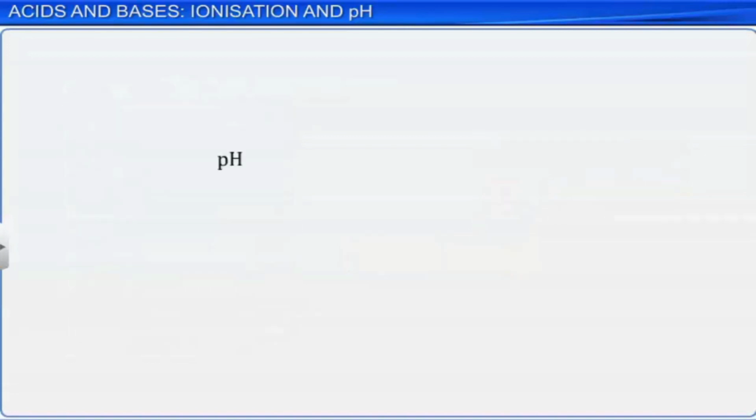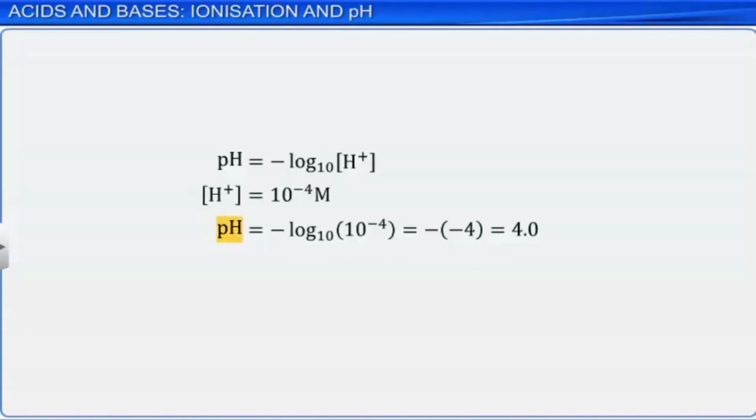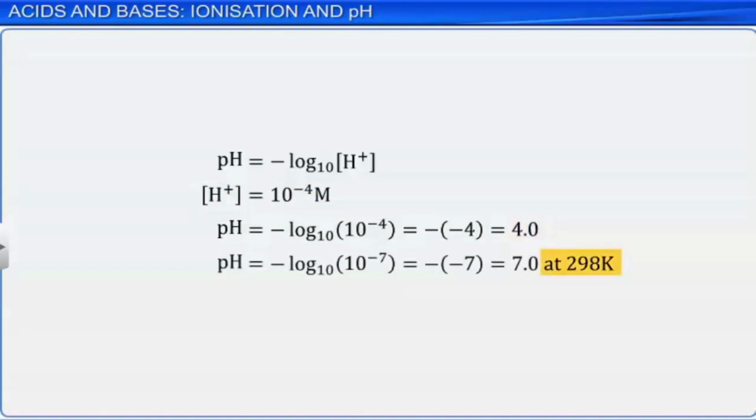The pH of a solution is defined as the negative logarithm to the base 10 of the molar hydrogen ion concentration in a solution. Thus, the pH of a solution containing a hydrogen ion concentration of 10 to the power of -4 molar will be equal to 4. You have seen that at 298 Kelvin, the concentration of hydrogen ions in pure water is equal to 10 to the power of -7 moles per liter. Thus, the pH of pure water is 7.